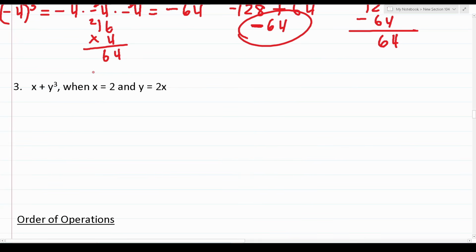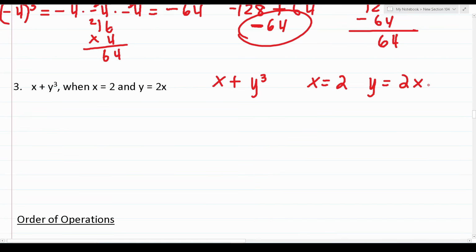All right, so as you can see, number 3 says x plus y to the third when x equals 2 and y equals 2x. So in this case, we're trying to evaluate this expression. So let's start by copying it off to the side. We have x plus y to the third. In this case, we're told x is equal to 2 and y is equal to 2x.